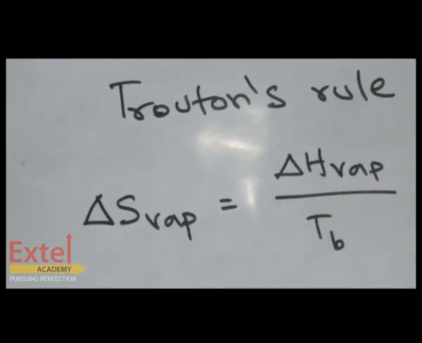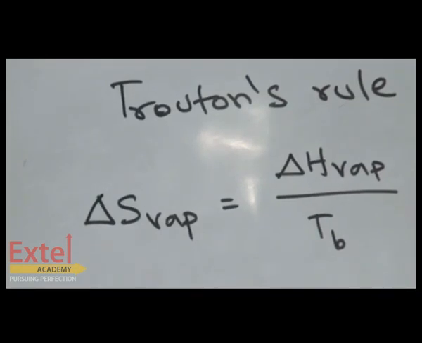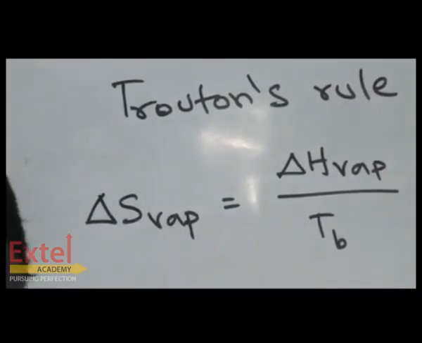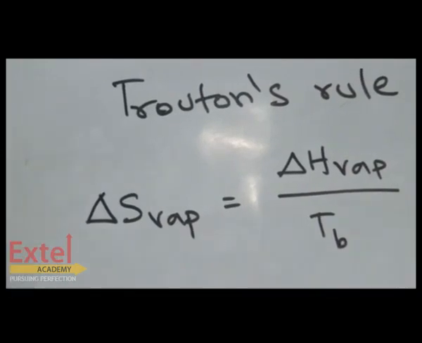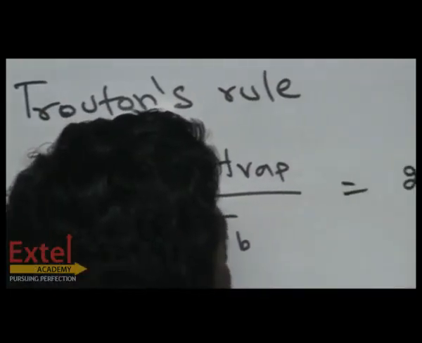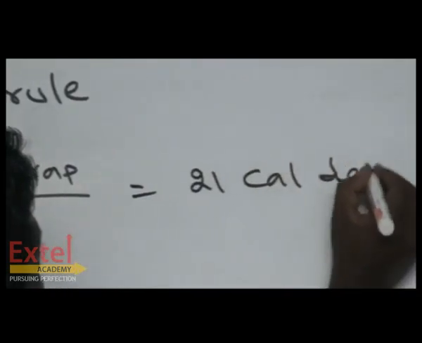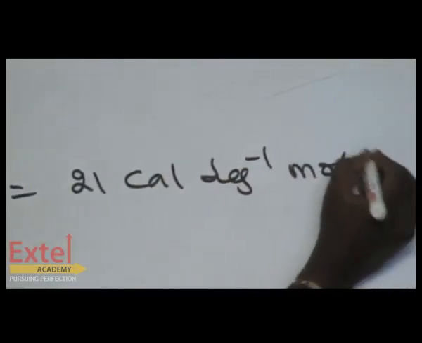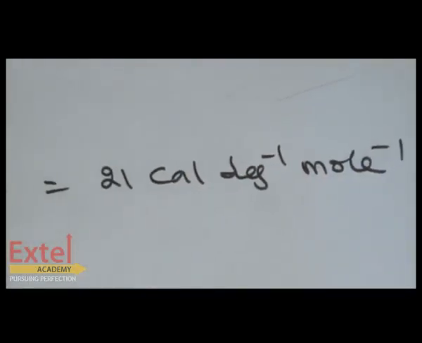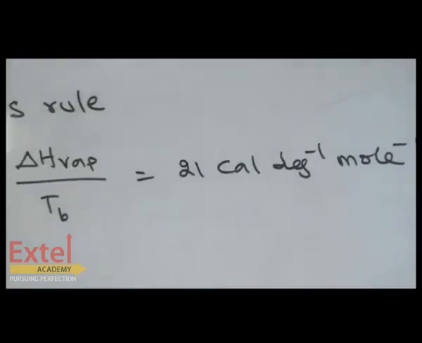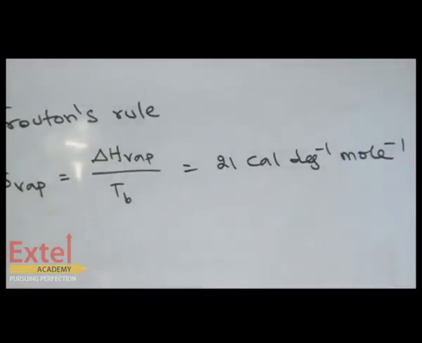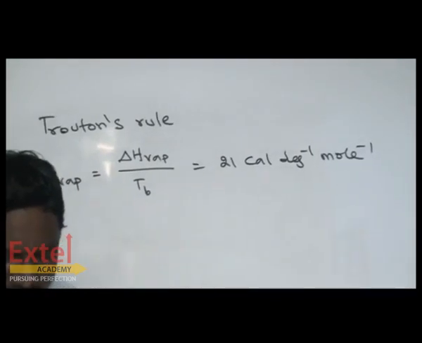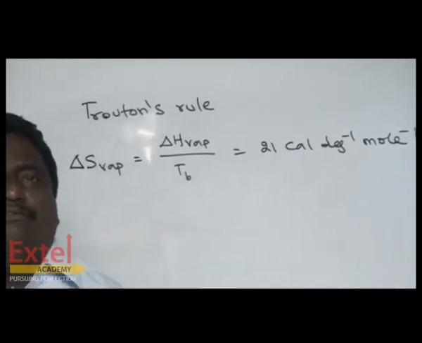Delta H, enthalpy change of vaporization. When does a liquid vaporize? At a boiling point, that's why TB. If you do all the work, the result will be 21 calorie per degree per mole. This statement is called Trouton's rule. The delta H vaporization can also be called the latent heat of vaporization.